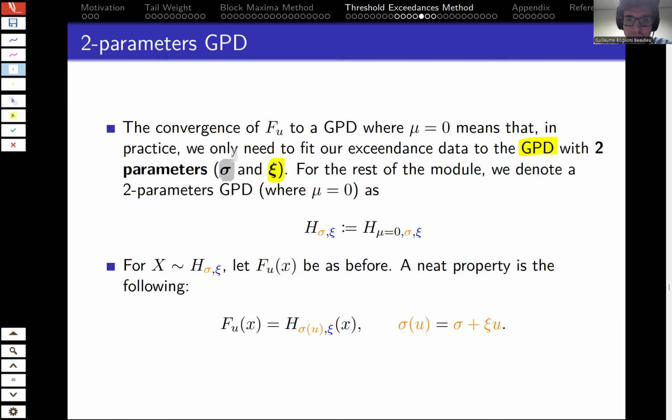So because of that, for the rest of the video and the rest of the module, what we really need is this so-called 2 parameters GPD. 2 parameters GPD basically just means we have mu equals 0, and then in terms of notation, I'm going to drop the mu. I'm going to say h of sigma Xi is the same thing as saying h of mu is 0 and then sigma Xi.